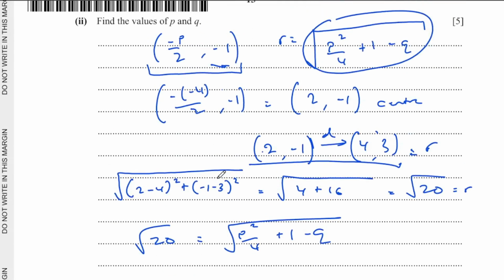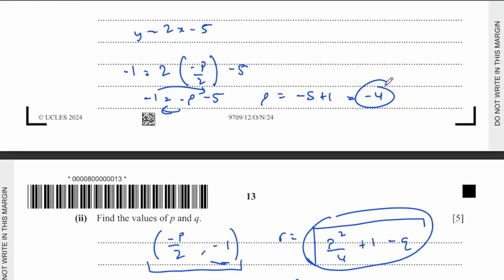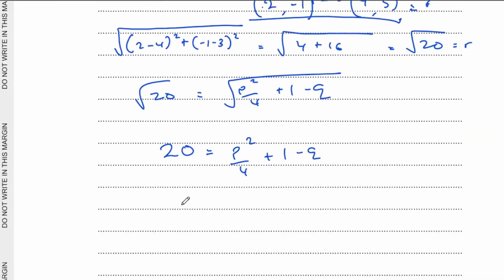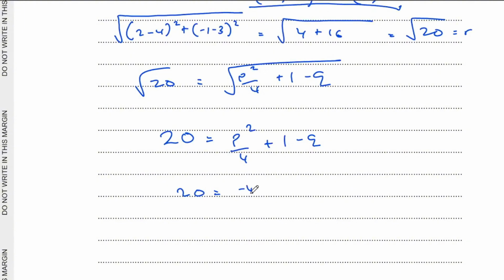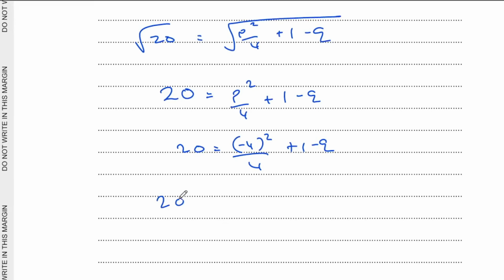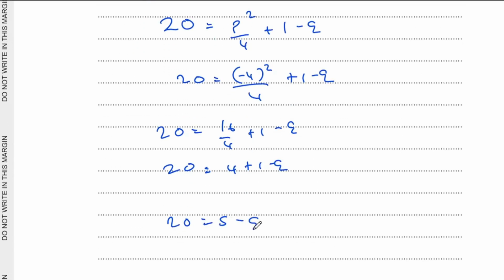We have our p, which was negative 4. So 20 equals negative 4 squared over 4 plus 1 minus q. 20 equals 16 over 4 plus 1 minus q. 20 equals 4 plus 1 minus q. So 20 equals 5 minus q.